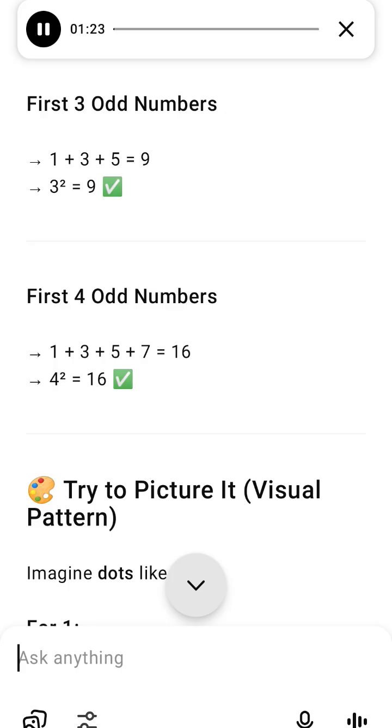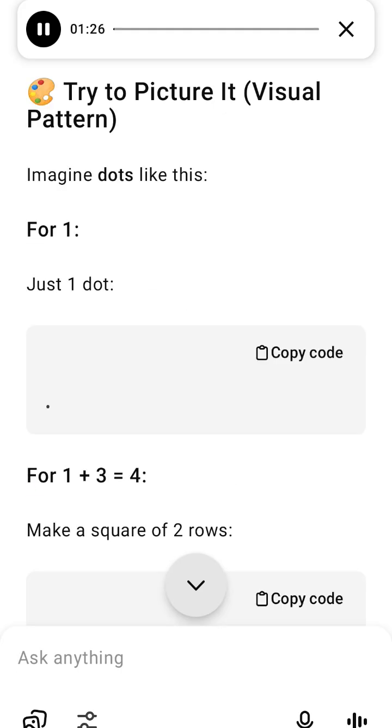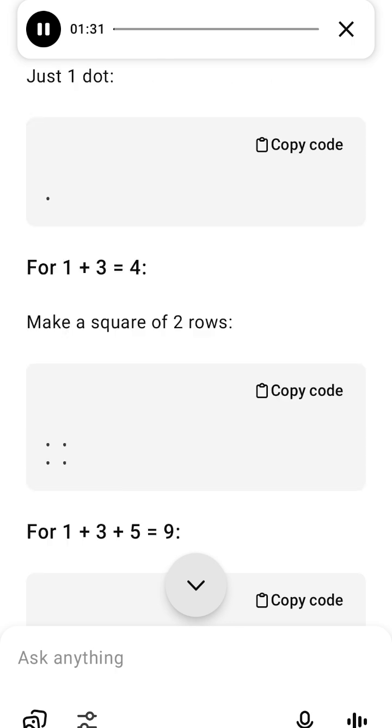Simple trick to remember: add the first n odd numbers, and the answer is n times n. Here's a rhyme to help you remember. Add the odd, don't be scared. The count of numbers gets you squared.